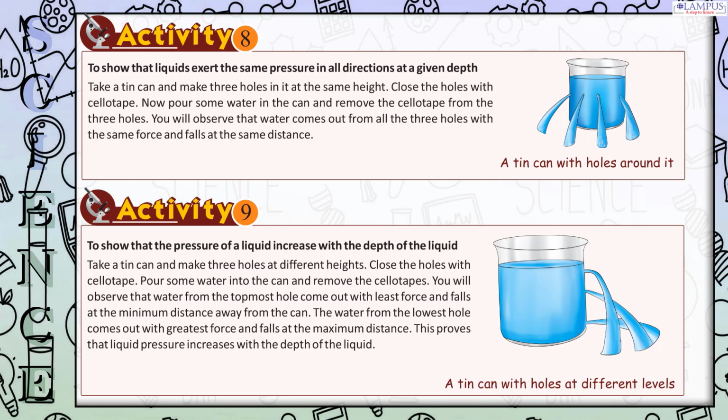Take a tin can and make 3 holes at different heights. Close the holes with sellotape. Pour some water into the can and remove the sellotapes.